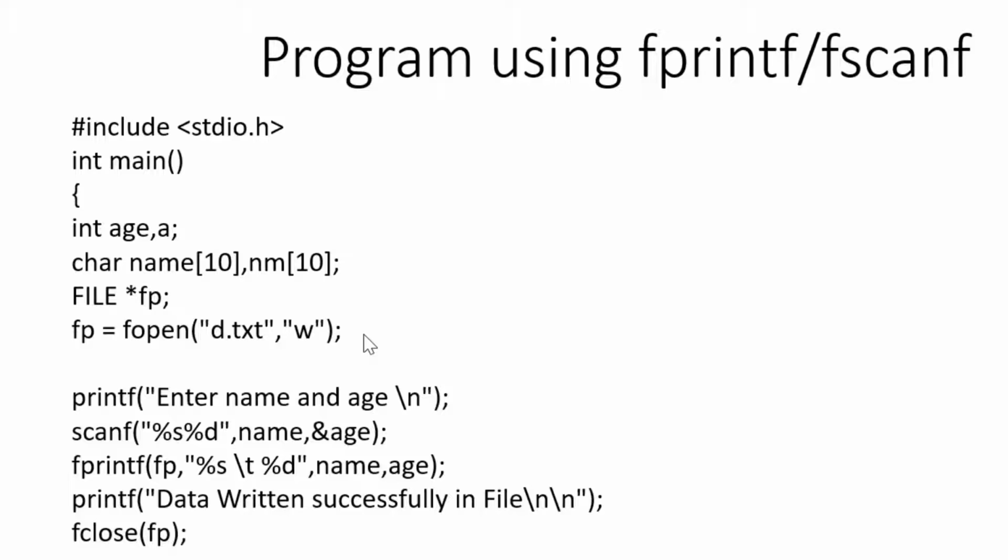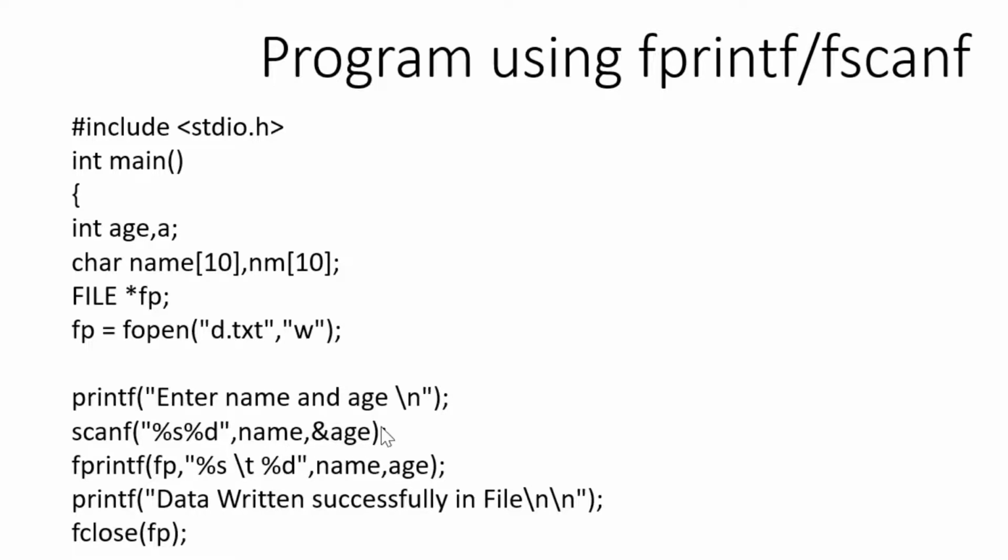Now I want to take the values of name and age from the console. So for that I'll use scanf. printf "enter name and age". scanf %s %d, name, and &age. Name means I'm going to enter some name, and &age means the age of that particular person. Age is an integer value, so use the ampersand sign. These two lines deal with the console. I'm taking input from the console, two values, name and age.